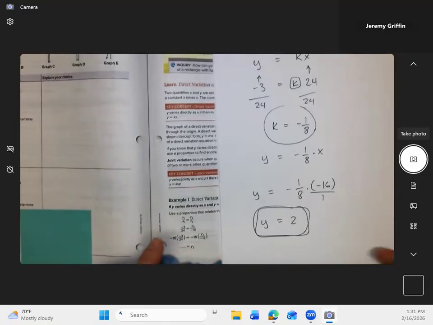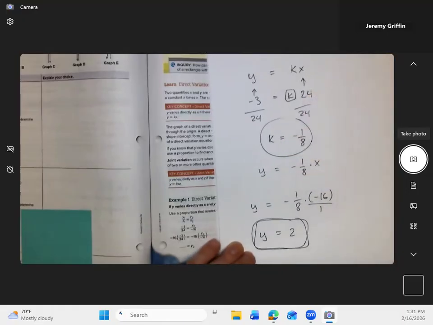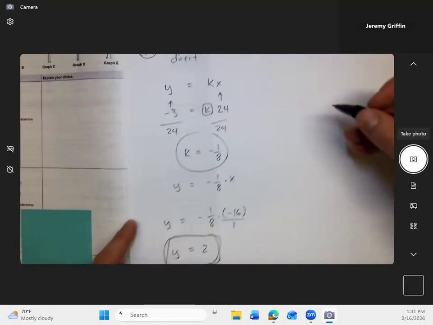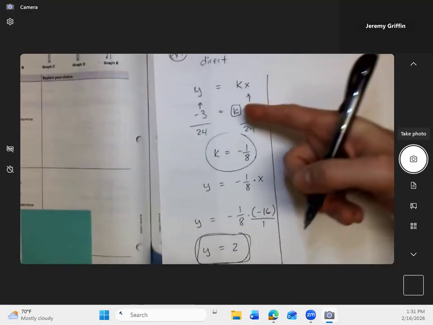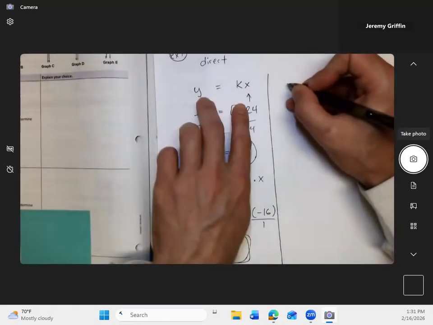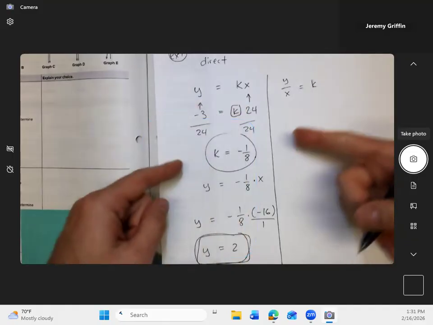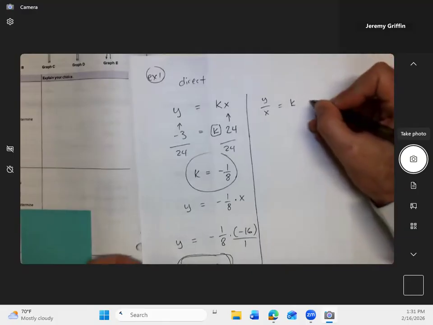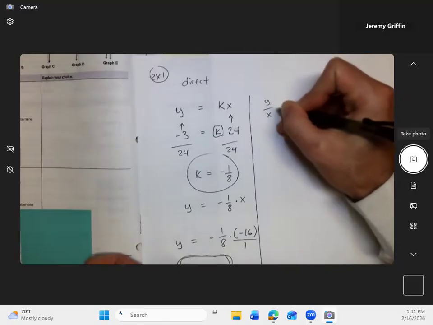Now, the way your book went about it is a little bit different. They skipped through all this case. They didn't even write k or slope or anything like that. Instead, I think I've got space right here on the right side of this paper. They say if you have a direct relationship, you could rearrange this as y over x is equal to k. Since that k is the same regardless of the specific set of y and x values, this could be equal to some y2 over some x2. This is y1 and x1.